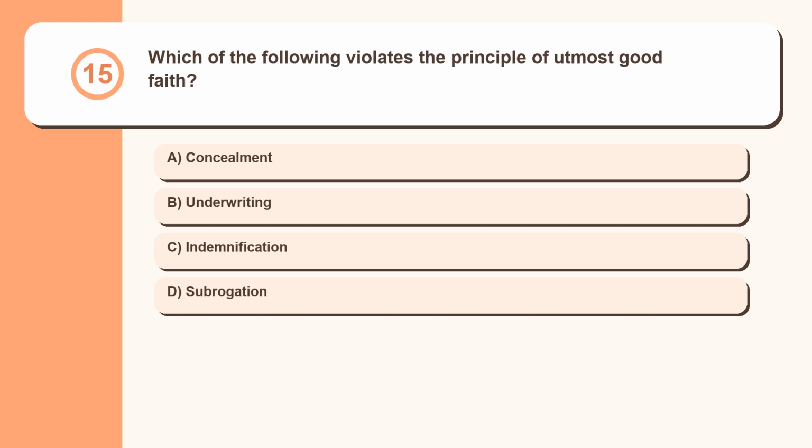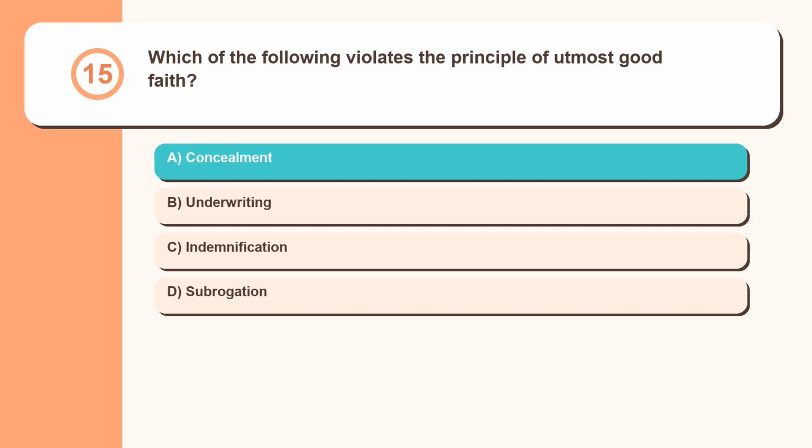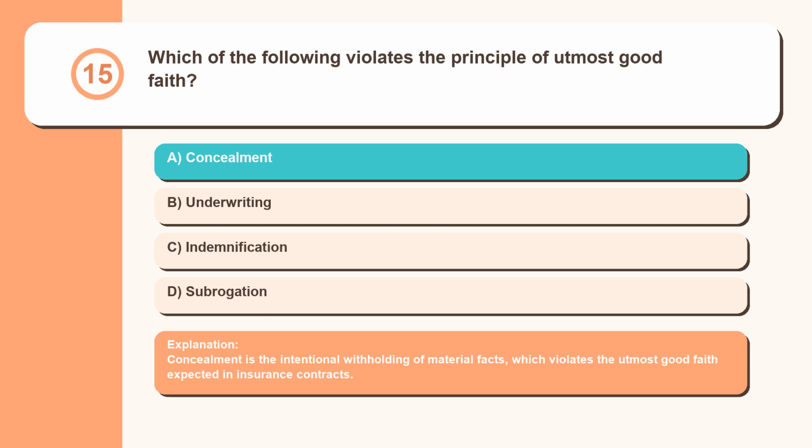Question 15. Which of the following violates the principle of utmost good faith? Concealment, underwriting, indemnification, subrogation. Concealment is the intentional withholding of material facts, which violates the utmost good faith expected in insurance contracts.